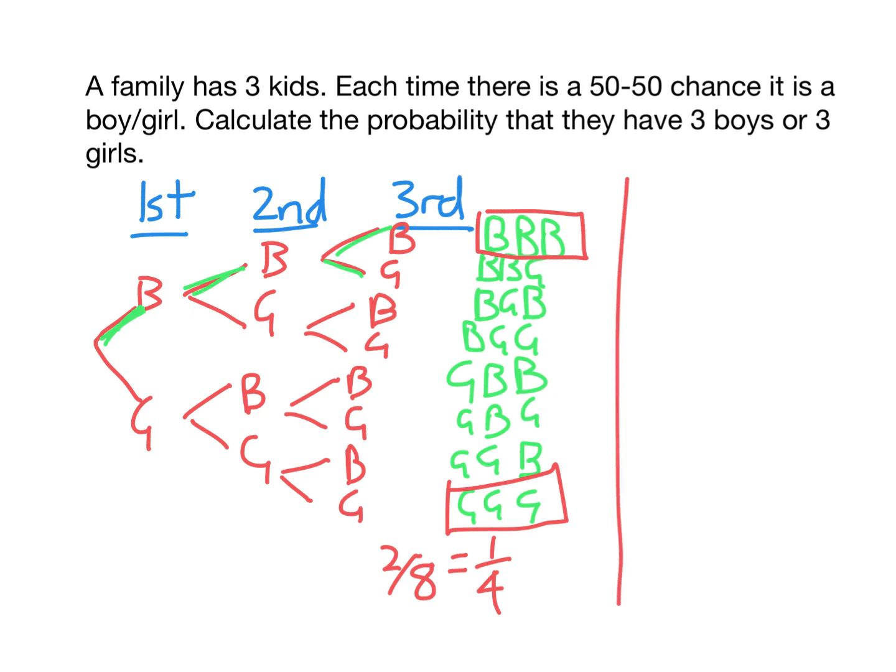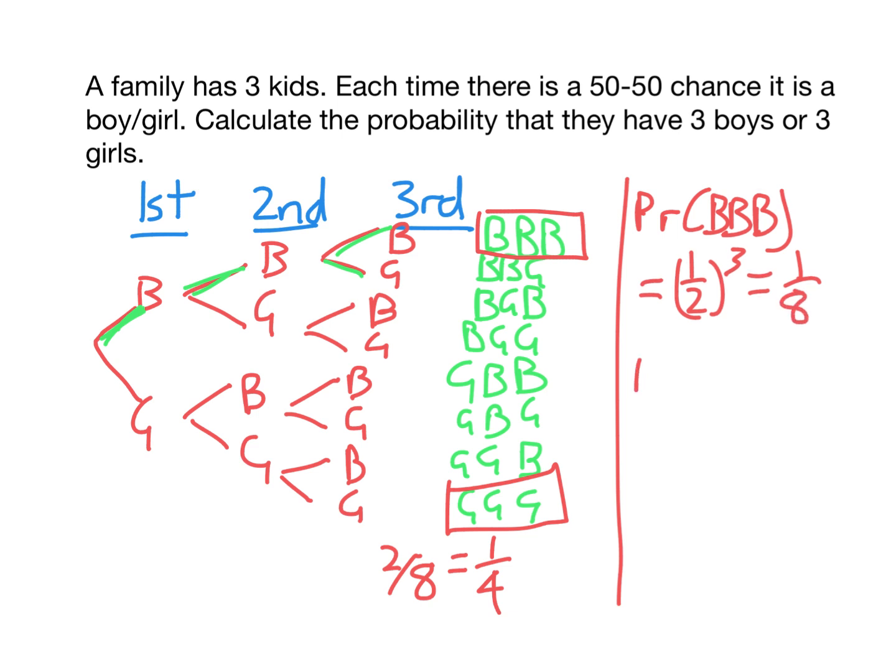So we've solved this using a tree diagram, but we could also use independent events. See, the point is if the probability of it being a boy doesn't change each time, then they're independent. It doesn't matter what the first child was, it's still 50-50 boy, girl on the second child. That means they're independent. So the probability of getting boy, boy, boy is just a half times a half times a half, a half cubed, which is 1/8.